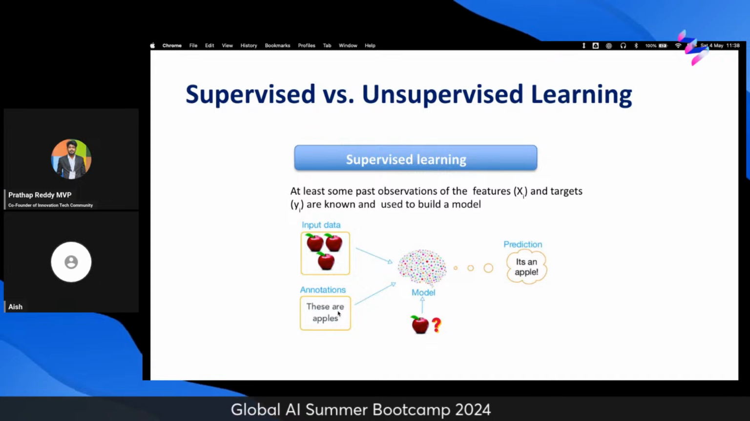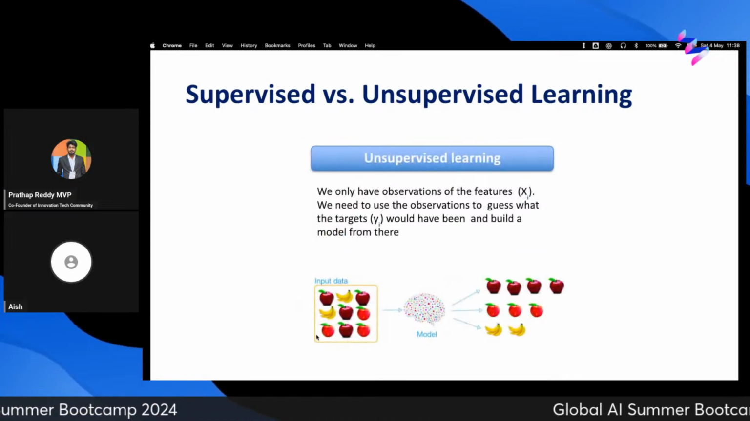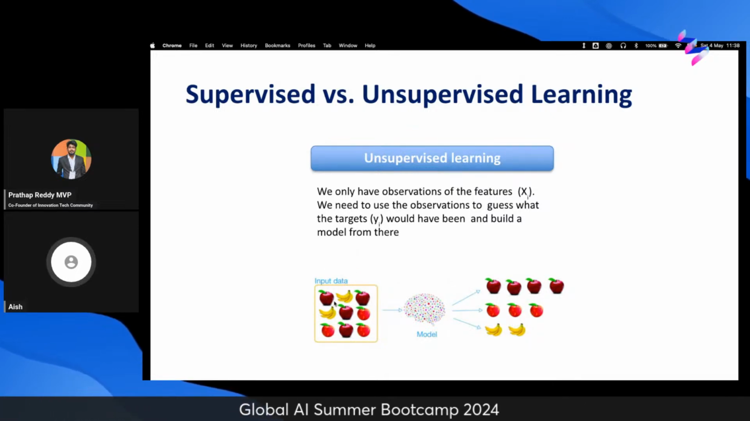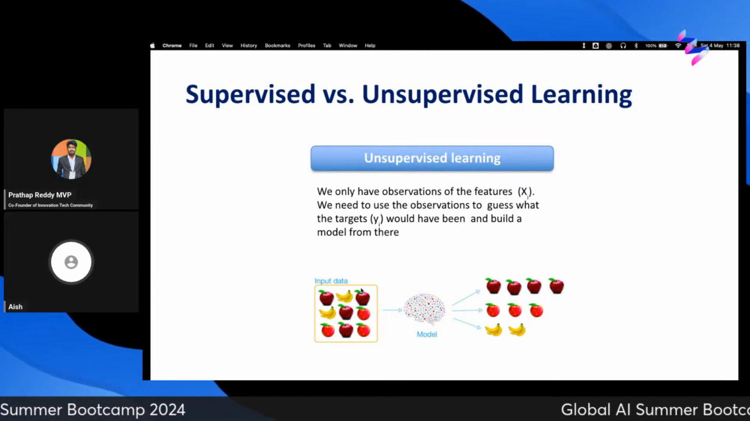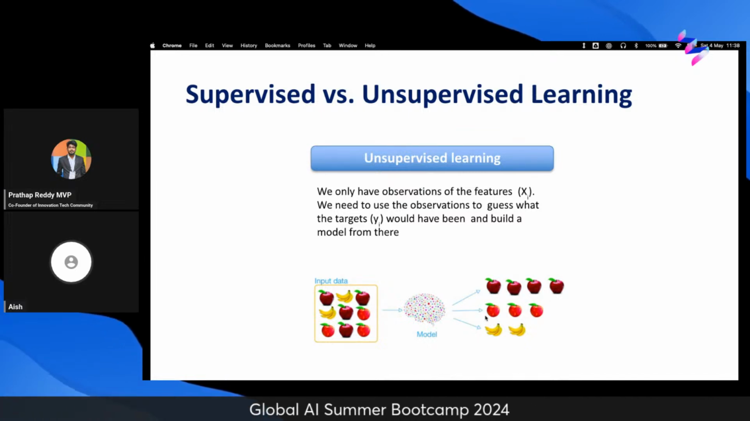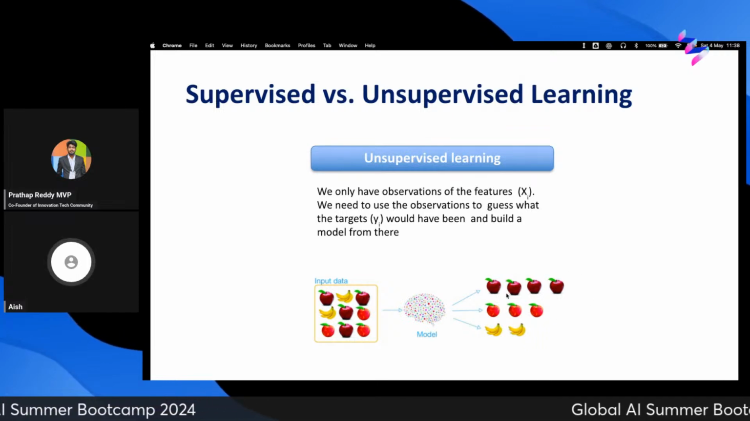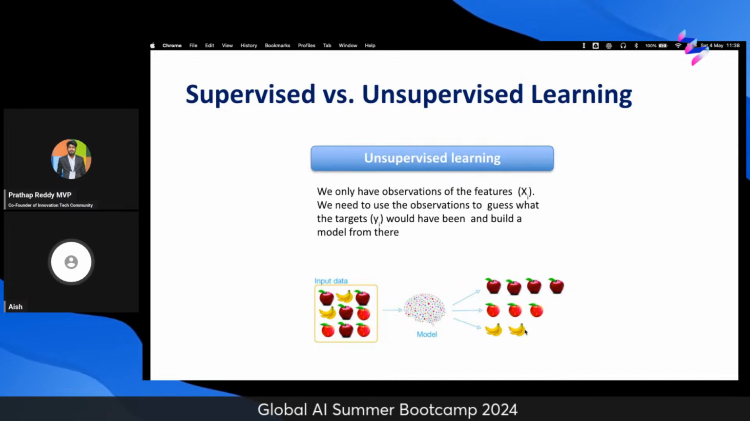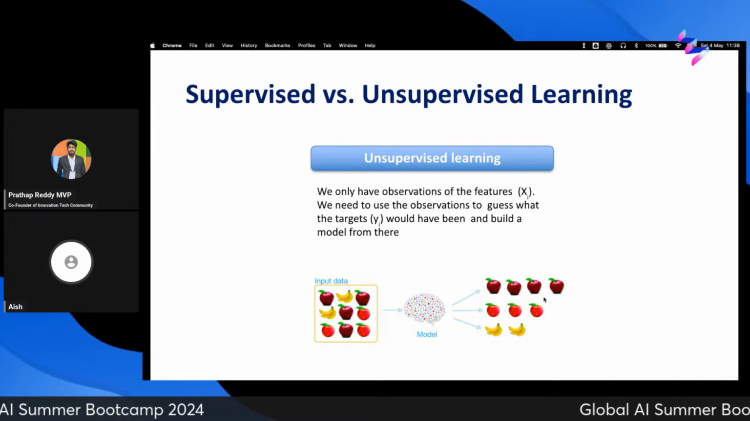labels or annotations. Whereas in unsupervised learning, you give it a large number of fruits and there is no label. The machine doesn't know that this is an apple, or this is a tomato, or this is a banana. The machine doesn't know anything at all. Then if you give it to the machine, it will just segment and divide it into fruits which are of a similar category. So all the apples will be in one group, all the tomatoes will be in one particular cluster, all the bananas will be in one particular cluster. So this is where the clustering is happening.